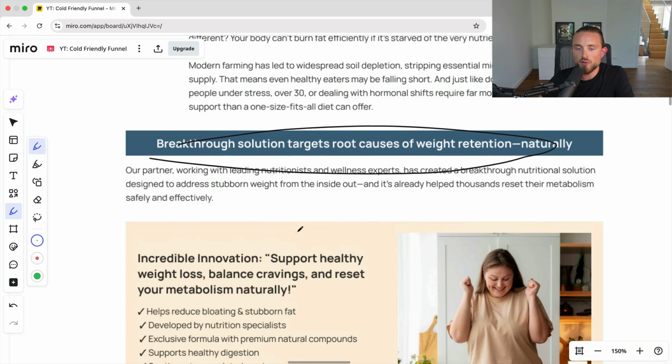And what you're going to find with all of this is that we still don't show them a brand, we still don't show them a product or an offer or a price point.